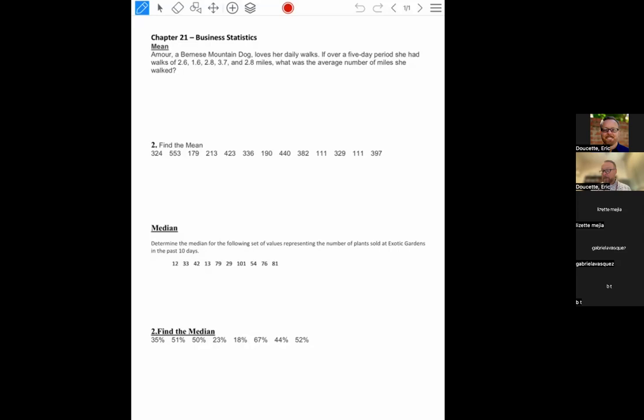The first one is mean, and basically the mean is the same thing as saying the average. So all you're going to do is average the data set up. In this case, I gave you a little bit of a difficult one because there's 2.6, and then there's 1.6, and then there's 2.8, and there's 3.7, and then there's 2.8. What we're asking for is the mean of all those numbers, and you would just add them all up on a calculator.